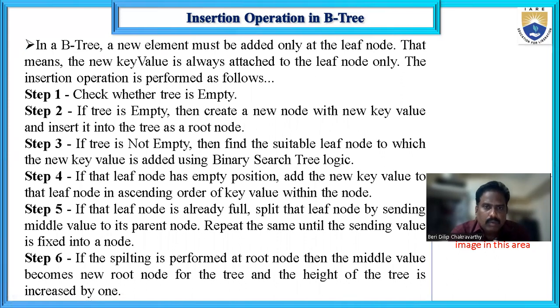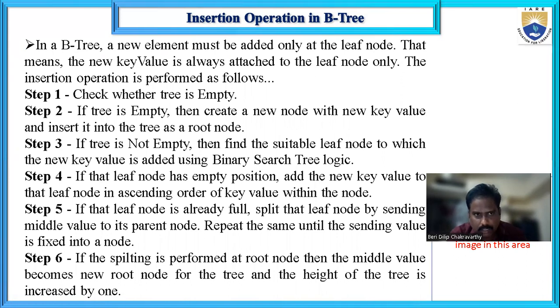So now let's see the insertion operation in B-Trees. How are we going to insert? It is the same as all the insertions we have seen earlier. In a B tree, a new element must be added only at the leaf node. That means the new key value is always attached to a leaf node.